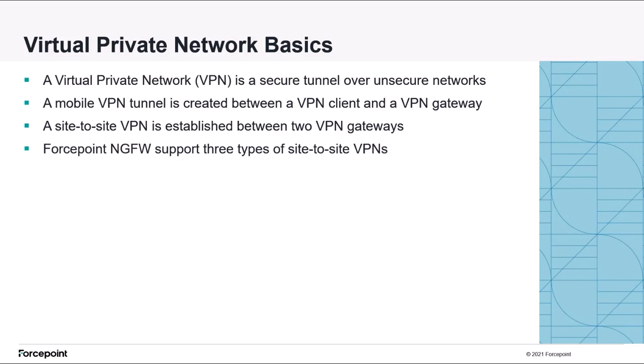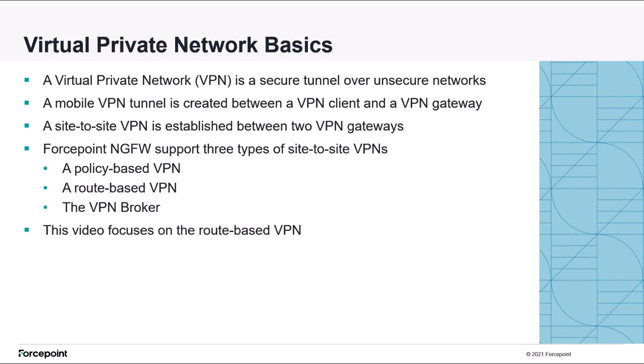Forcepoint Next Generation Firewall provides three types of site-to-site VPNs. Policy-based VPN, where the traffic is sent to a tunnel based on an access rule match. Route-based VPN, where traffic that is routed to a tunnel interface is sent to a tunnel. VPN broker, where VPN gateways are joined to a broker domain. The VPN broker dynamically instructs the gateways to establish the tunnels when there is user traffic between the two gateways. In this video, we will focus on the steps to configure a route-based VPN between two Forcepoint Next Generation Firewalls.